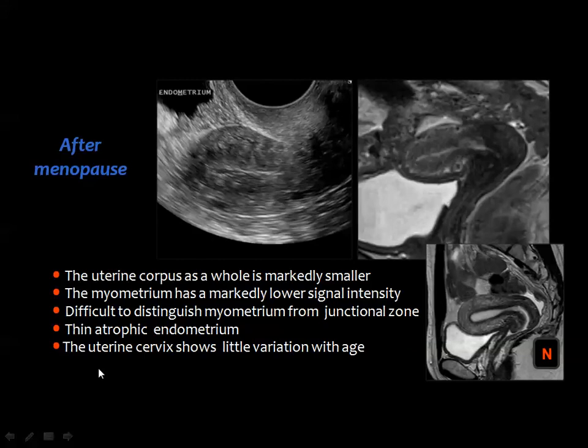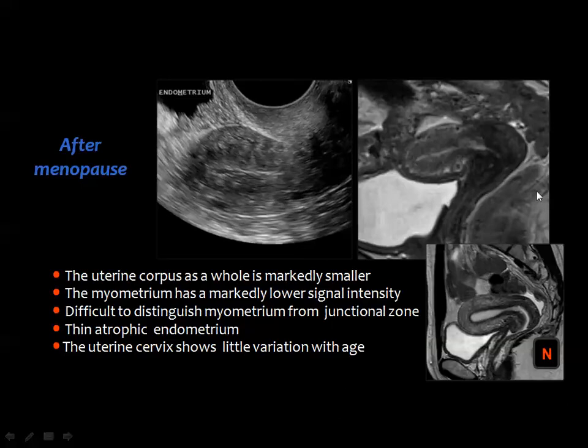And after menopause, it is expected that the uterus is getting smaller, and the myometrium has a lower signal compared to the myometrium in the reproductive period. This is the postmenopausal uterus, and you can notice that the myometrium now is relatively more dark compared to the intermediate signal of the myometrium in the younger age or before menopause.